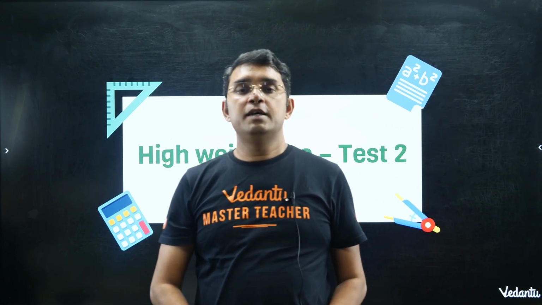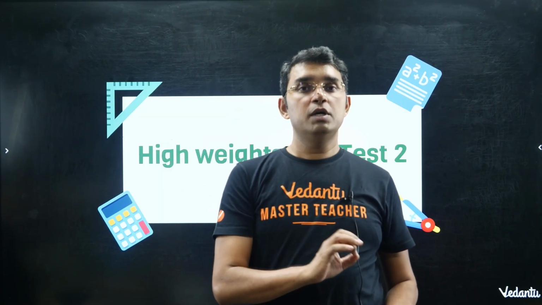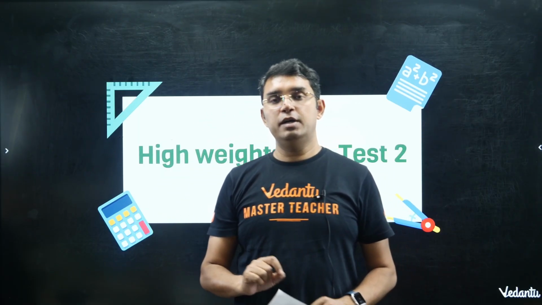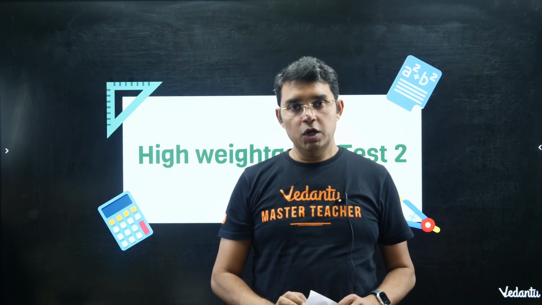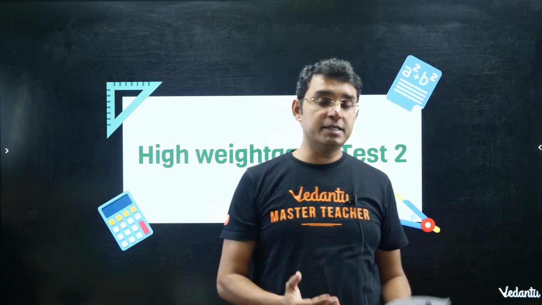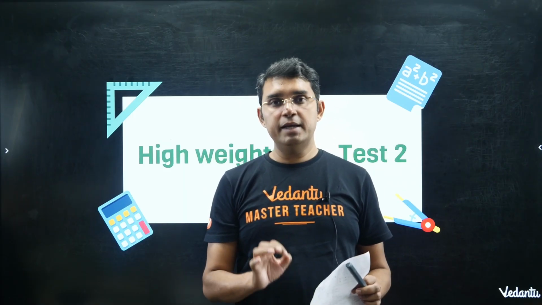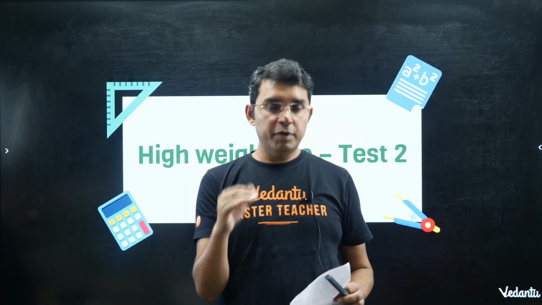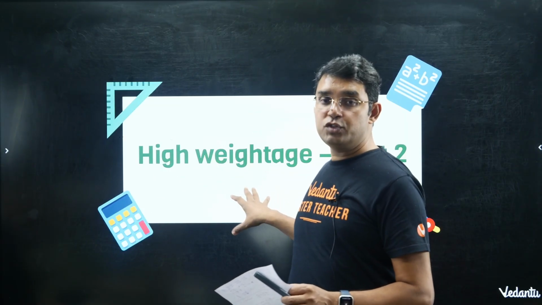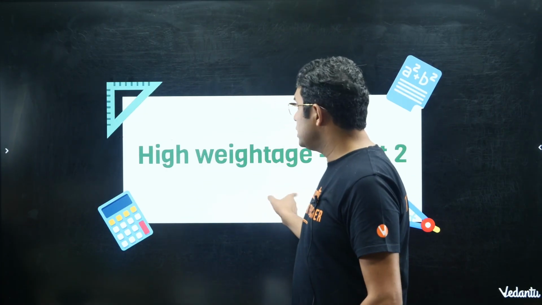Hello dear students, I am discussing high weightage test 2 most incorrect questions done by students. This test 2 was related to telescopic sum. So before I start discussing those questions, I would like to tell you a few key ideas that are a must to know before you start solving the questions of high weightage test 2, not only the incorrect ones but any other question. So what are those ideas?